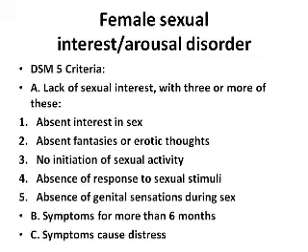Okay, so let's continue with the criteria. Number 3, no initiation of sexual activity. Number 4, absence of response to sexual stimuli. Number 5, absence of genital sensations during sex. So if you have 3 or more of these, then you meet criterion A for female sexual interest arousal disorder. The symptoms must be present for more than 6 months, and very important here, the symptoms must cause distress.